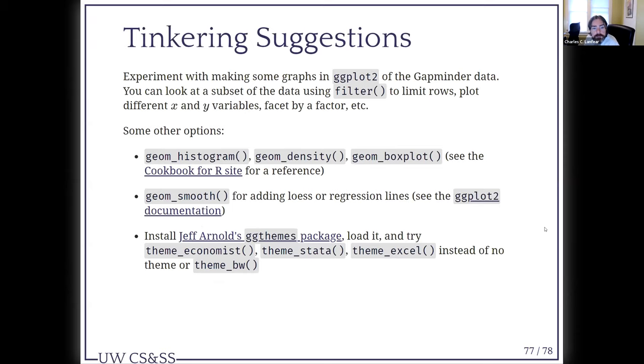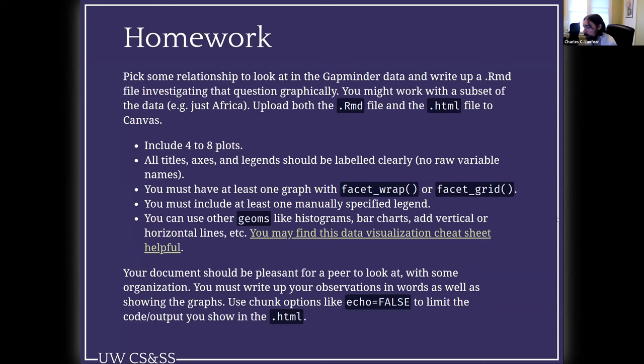Okay. Some tinkering suggestions. Here's your homework. Your homework is pretty straightforward. Just pick some relationship or multiple relationships in these Gapminder data, which I've already introduced you to, so you can steal code to kind of work with it. Write up an RMD like you did last week, just exploring the stuff graphically. You could work with subsets or the whole data.